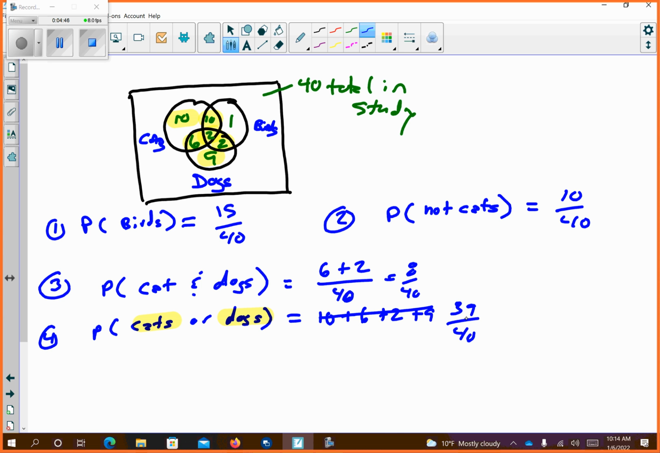And we're just going over the assignment, just going over all the problems per Ethan's request. The probability is student likes all 3 animals. Okay, that's just the very center intersection of them all, so it's 2 out of 40.